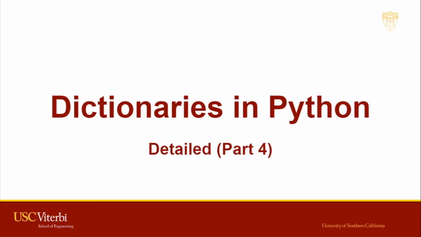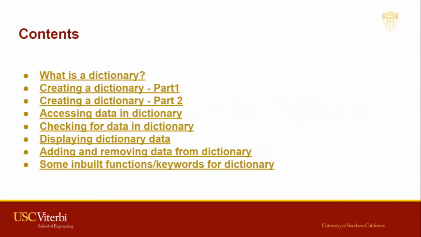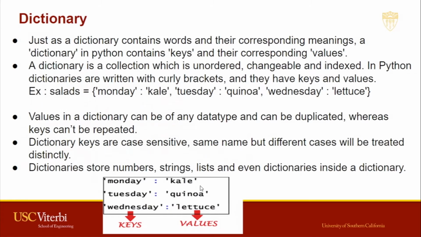Dictionaries in Python. This is part 4 of the series of data types in Python. In this video, we'll look at what is a dictionary, how we create a dictionary, how to access the data in a dictionary, how to check for data, display the dictionary data, add and remove data from the dictionary, and see some inbuilt functions and keywords for dictionary.